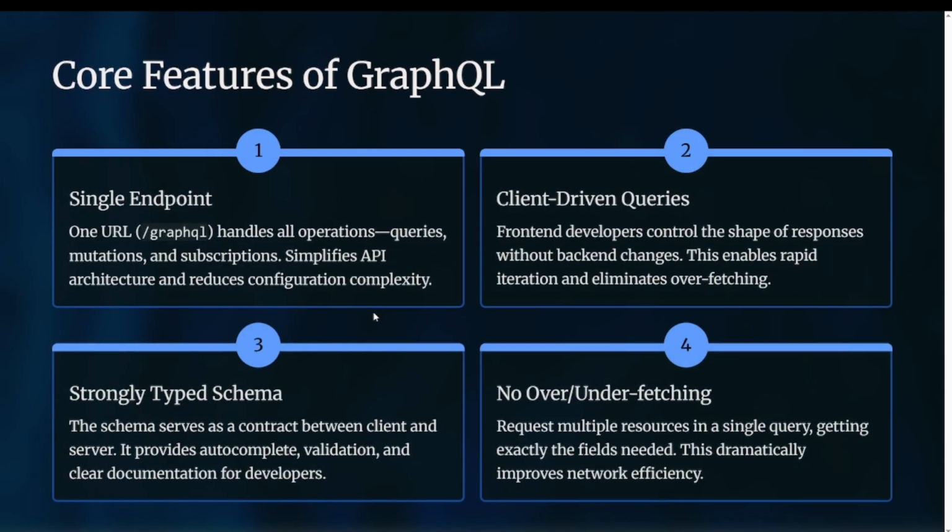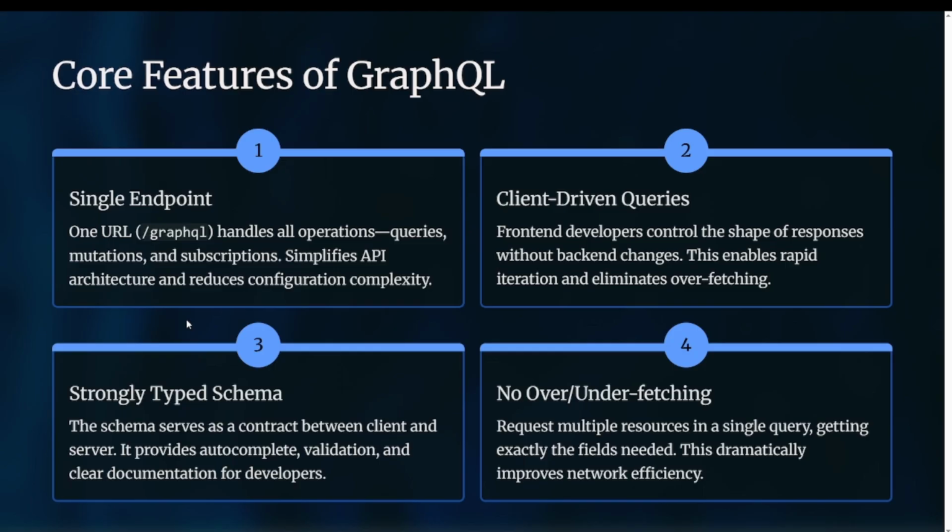Core features of GraphQL. Single endpoint: the URL /graphql handles all operations, queries, mutations, and subscriptions. This simplifies API architecture and reduces configuration complexity. Client-driven queries: front-end developers control the shape of responses without back-end changes. This enables rapid iteration and eliminates overfetching.